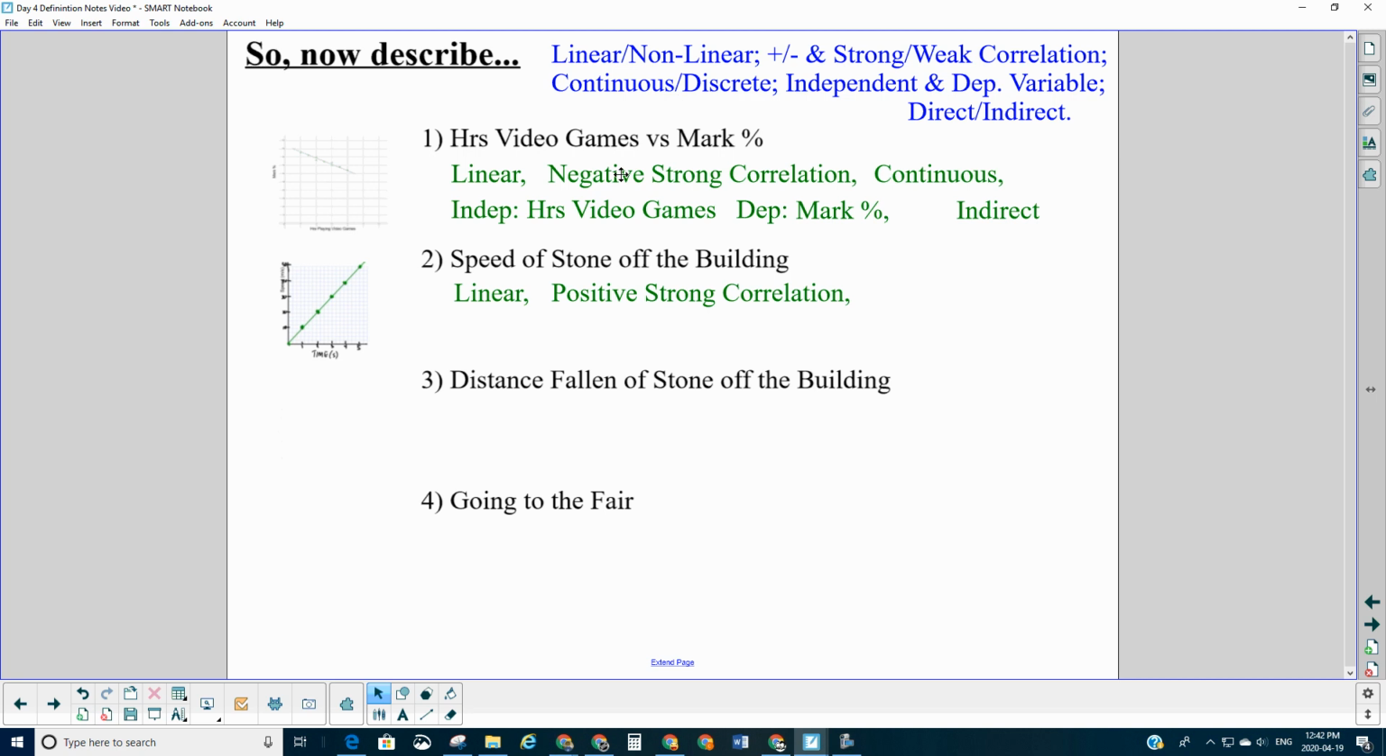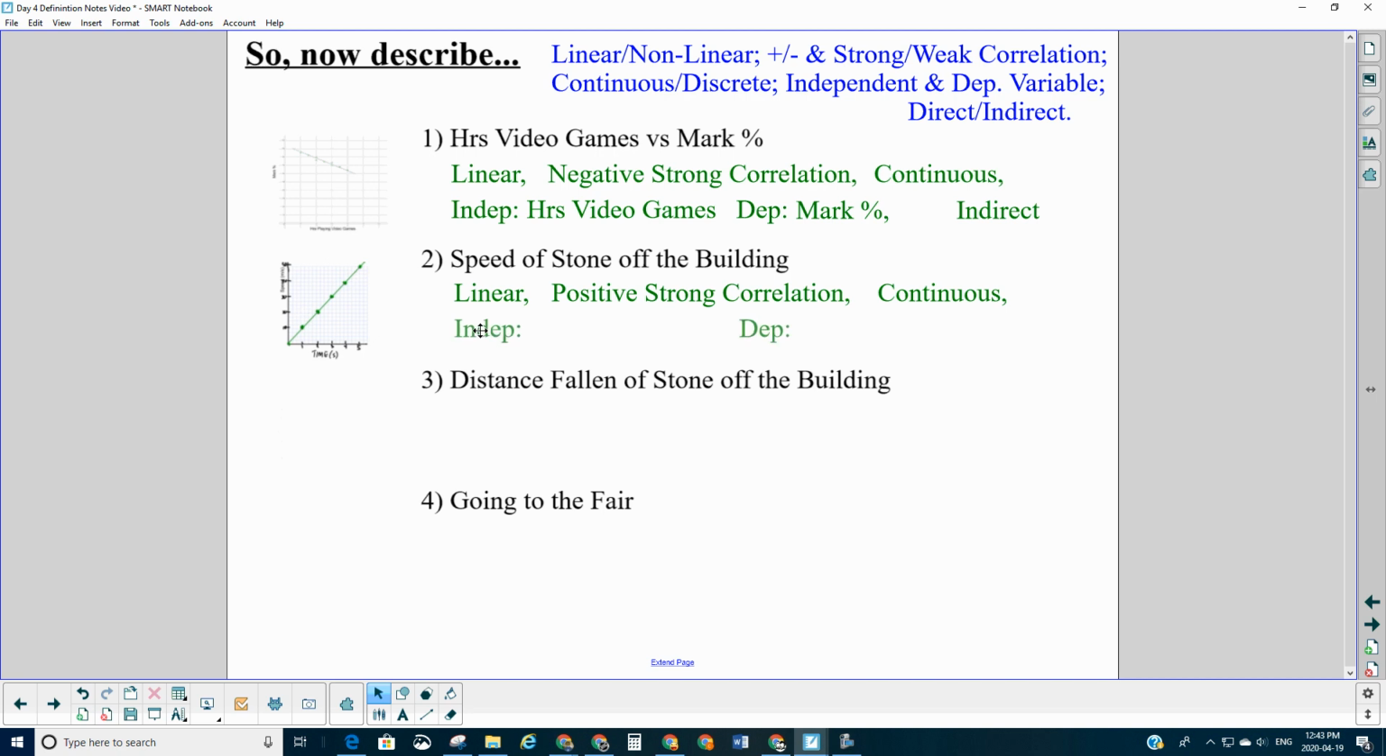Is it continuous or discrete? Can I consider in between the points? So here's 2 seconds and 3 seconds. Can I consider 2.5 seconds? Absolutely. Can I have a speed in between 20 and 30? Absolutely. So I can consider in between those, so we call that continuous. And I've drawn a solid straight line.